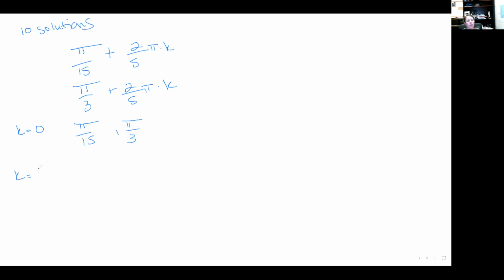So now we're going to let k be equal to 1. So pi over 15 plus 2 over 5 pi times 1. That's just going to be adding this. And then pi over 3 plus 2 over 5 pi. Okay. So these are going to be our next solutions. Now, you can plug this in the calculator, which I think is just the easiest thing to do. And you would take 1/15 and add 2/5 to it.